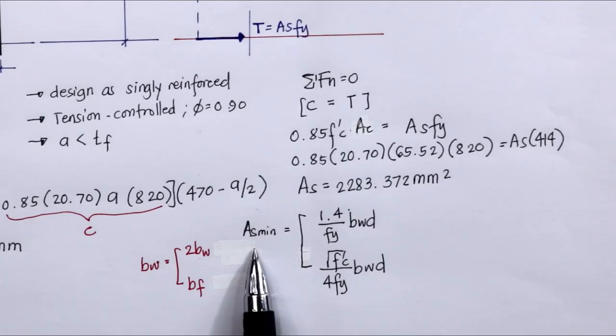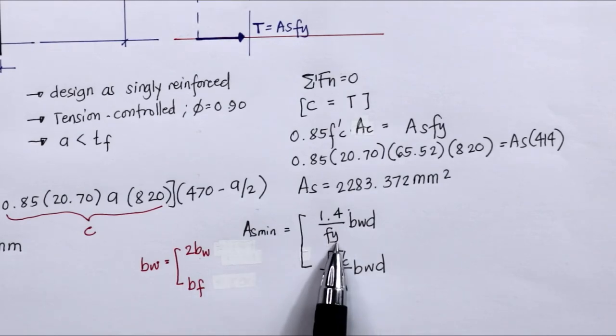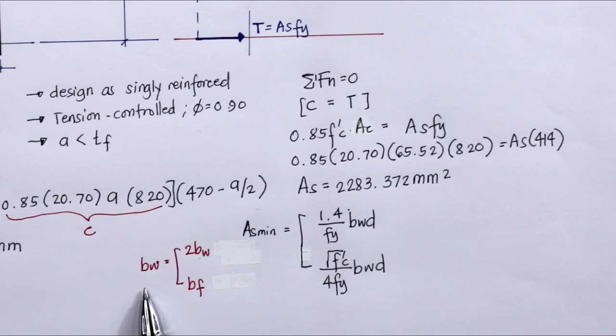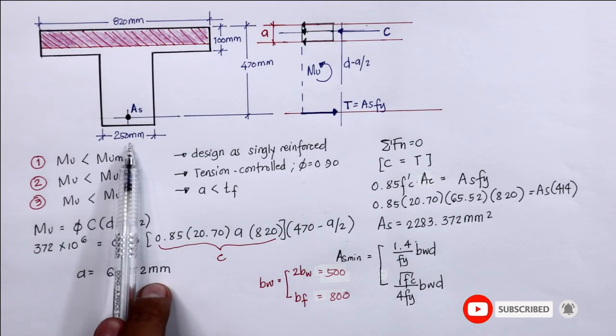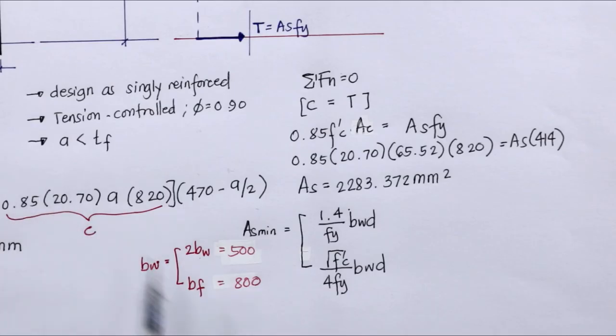The value of As minimum shall be the greater value between 1.4 over fy bwd and square root of f'c over 4fy bwd, wherein bw shall be the lesser value between 2bw and bf. 2bw is equal to 500 kasi yung value ng bw is 250. Then the value of bf is 800. At ang sabi sa code, yung value daw ng bw na magogovern is yung mas mababa, which is 500 millimeter.